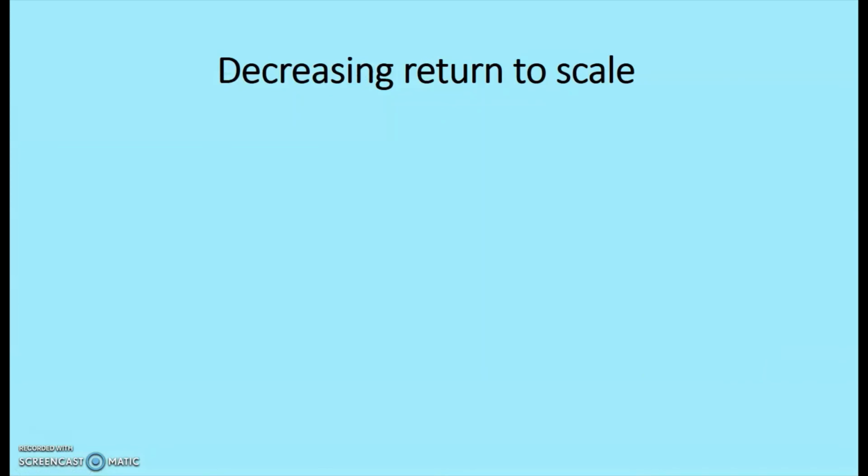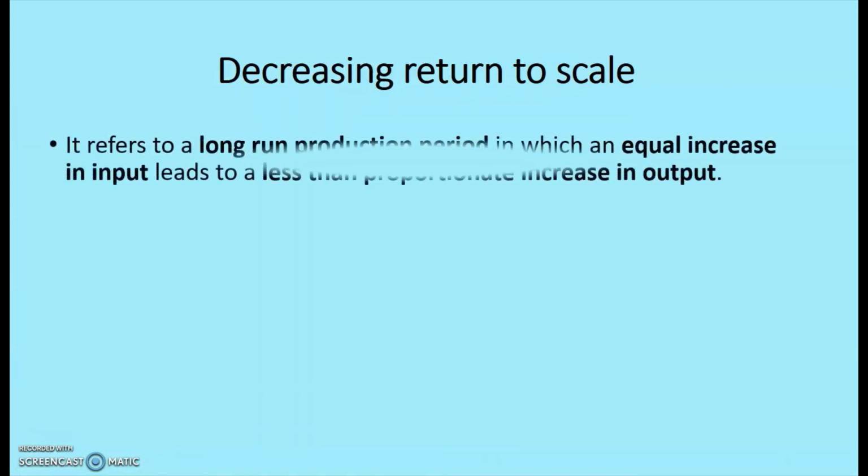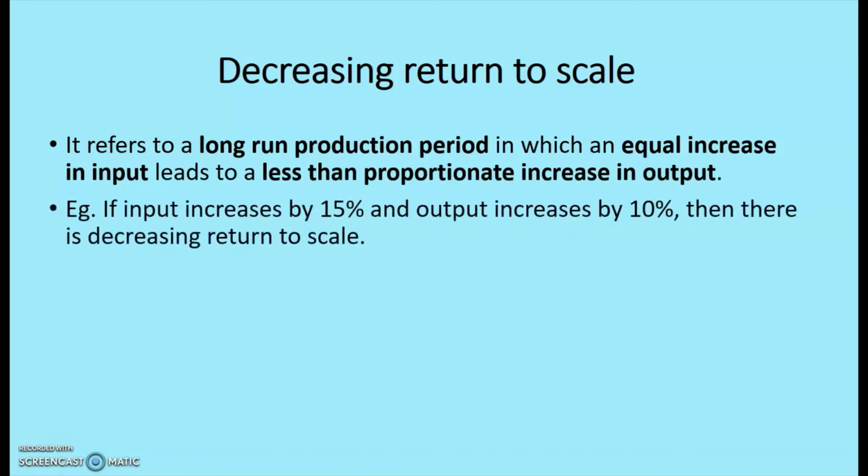Then we look at that of the decreasing return to scale. As the name suggests, decreasing return to scale refers to a long-run production period in which an equal increase in input leads to a less than proportionate increase in output. So we have a less than proportionate increase in output. The output is increasing, but it is increasing at a less than proportionate rate. Example, if input increases by 15% and then output increases by 10%, then there is decreasing return to scale.